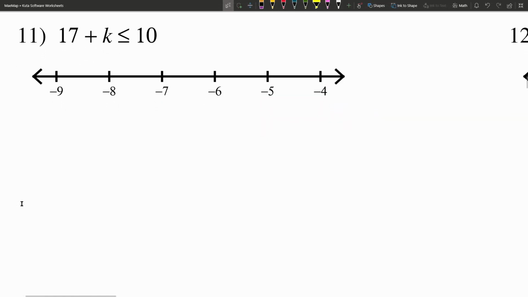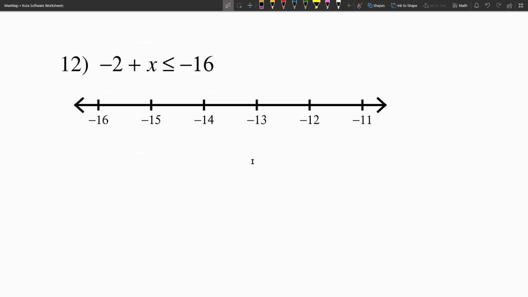In number 11, 17 plus k is less than or equal to 10. All I'm going to do is subtract 17 from both sides. Once we do that, we isolate k. K is now all by itself on one side of our inequality. So we get that k is less than or equal to 10 minus 17, which is negative 7. Find that negative 7, circle it, and what are we going to do? We're also going to shade it in, and then k is less than or equal to, so that's all the values to the left, or negative 7 itself.